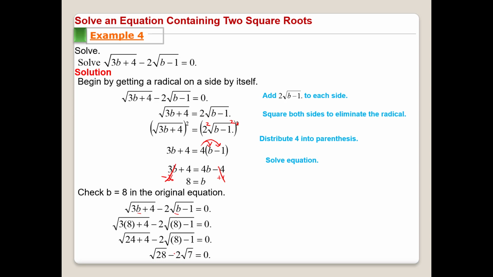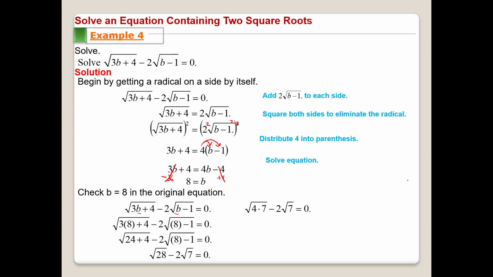So now we can kind of break this down a little bit. We can break down this square root of 28. Okay, we can say square root of 4 times 7 gives us 28. So let's see what that looks like. All right, so we'll get our square root of 4 times 7 minus 2 times square root of 7.